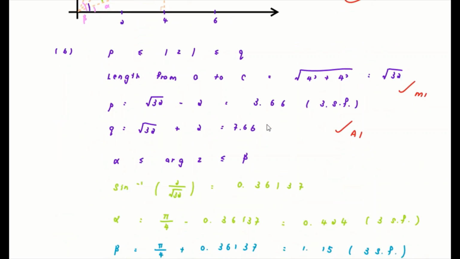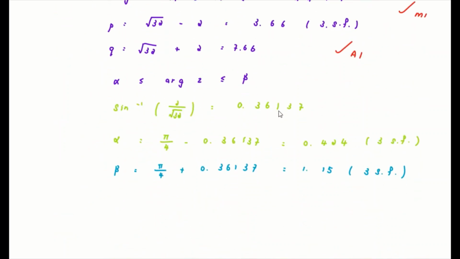Then the next one is you'll be able to get this radian. So this gives you a method mark. Then your last part, this gives you A1, this gives you A1. So for this question, in total you have 6 marks.